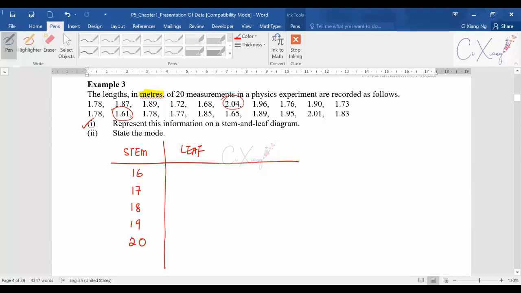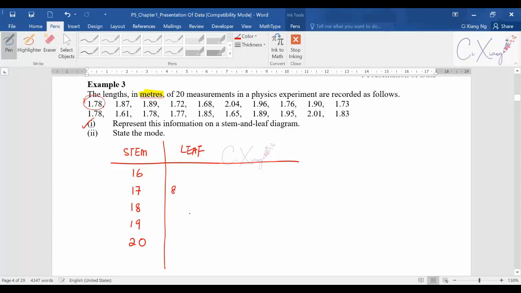But now I just want to make sure that my stem has no decimal number, therefore I remove it. But 16 means I'm going to use it for 1.61 and so on. Then now we talk about the leaf. Let's start to put in all the values here. First number is 1.78. So I put it under 17 and then I put the 8 here.